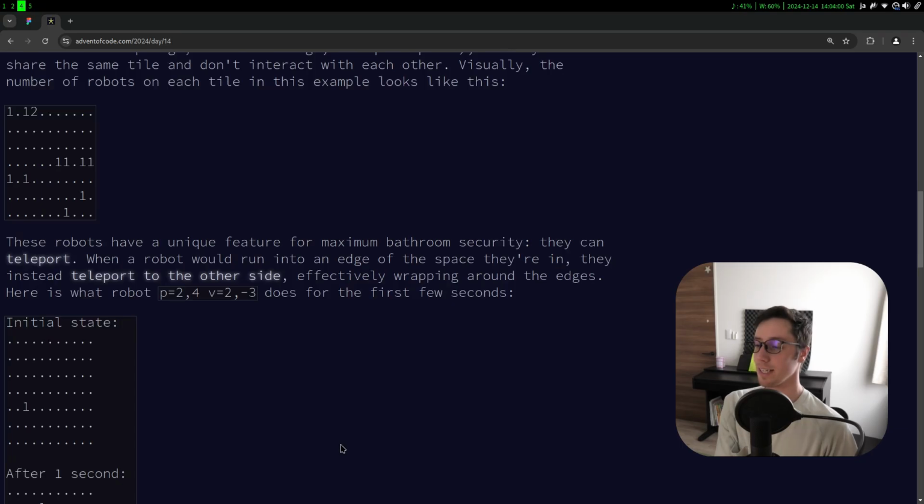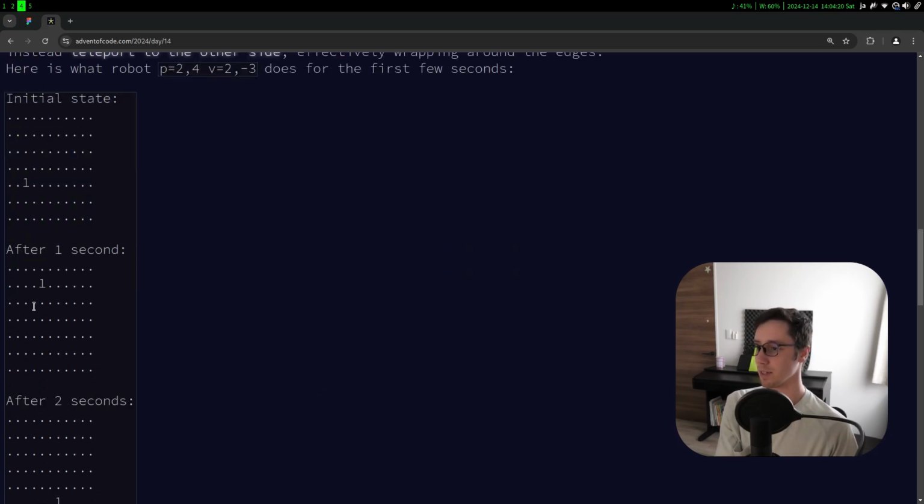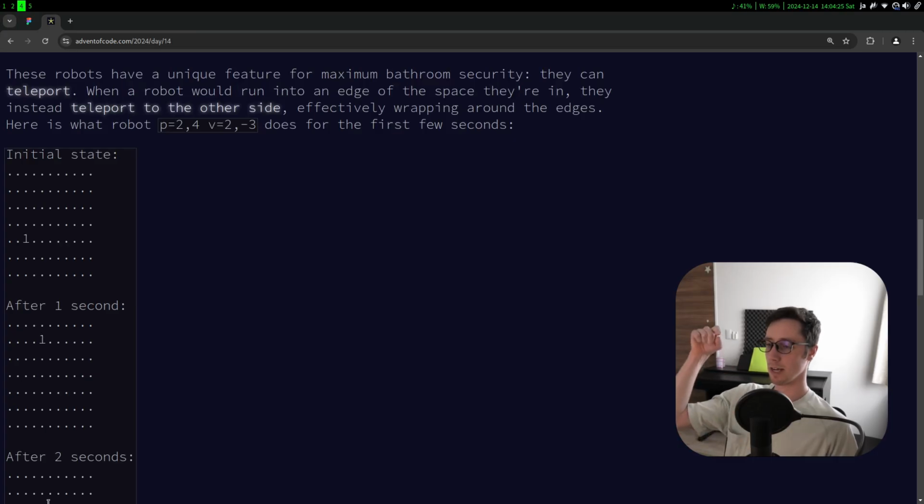These robots have a unique feature for maximum bathroom security: they can teleport. When a robot would run into an edge of the space they're in, they instead teleport to the other side, effectively wrapping around the edges. Here is what the robot P equals 2,4, V equals 2,-3 does for the first few seconds. Initial state, then it moves up, it moves right by 2, right by 2, three times up.